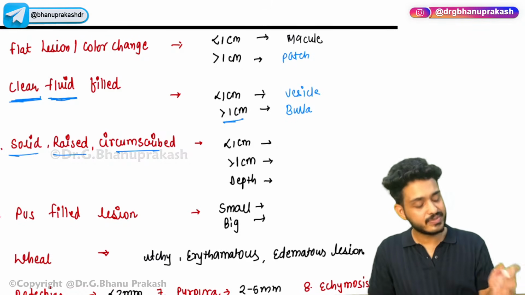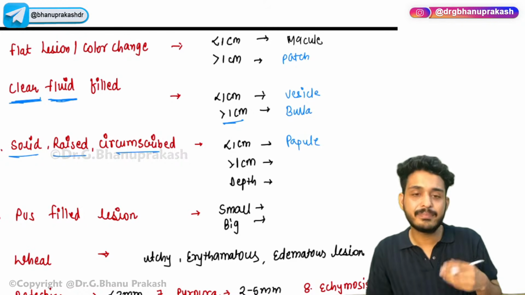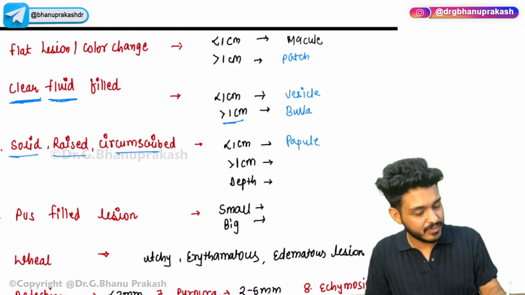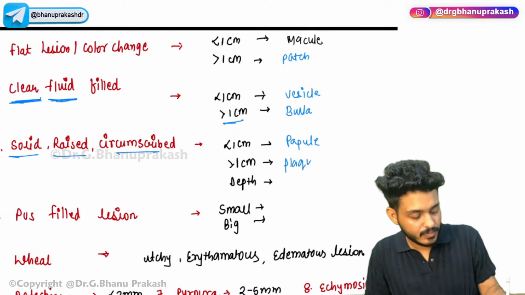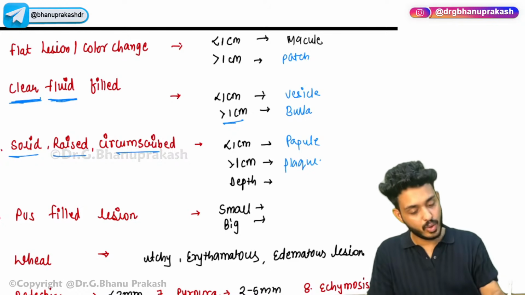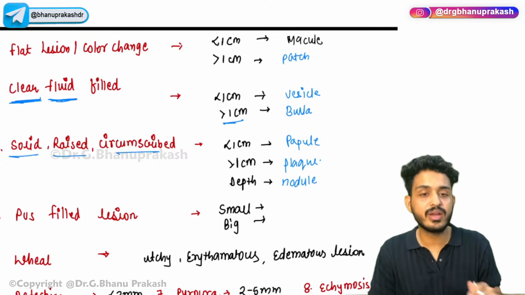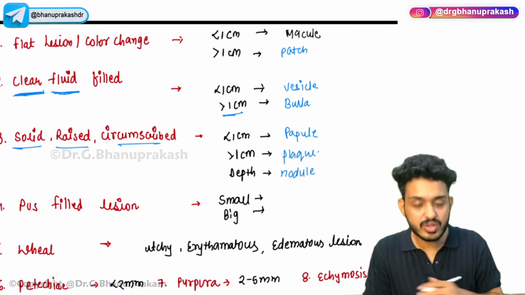Solid lesions, if they are less than 1 centimeter, we call it papule. If they are bigger, more than 1 centimeter, we call it plaque. If they are going inside, going in the depth, we call it nodule. For example, we will discuss nodulocystic acne. So these are your solid lesions.